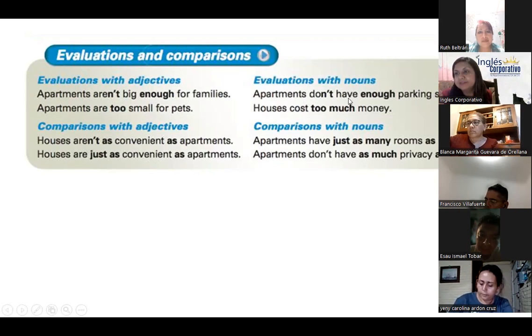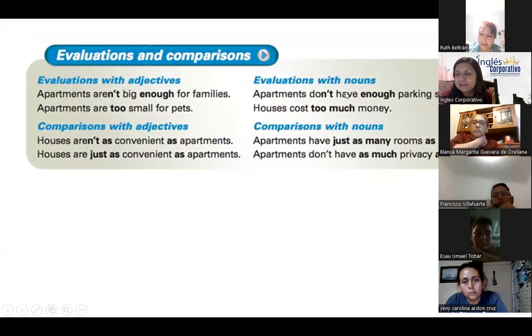Apartments don't have enough parking spaces. Houses cost too much money. Again, we have the same expressions, right? Not enough, too much. But in this case, we don't use the verb to be because they are not adjectives, they are nouns. Parking spaces and money. So we use the verb, in this case, have and cost. Apartments don't have enough parking spaces. Houses cost too much money.